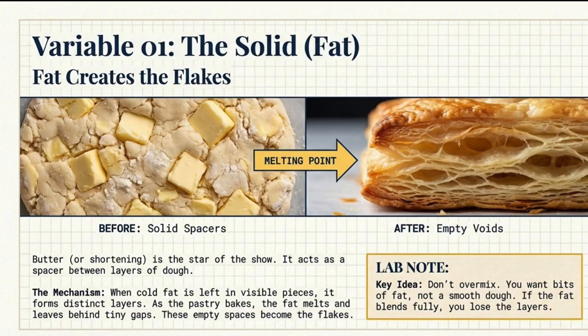The mechanism: when cold fat is left in visible pieces, it forms distinct layers. As the pastry bakes, the fat melts and leaves behind tiny gaps. These empty spaces become the flakes.